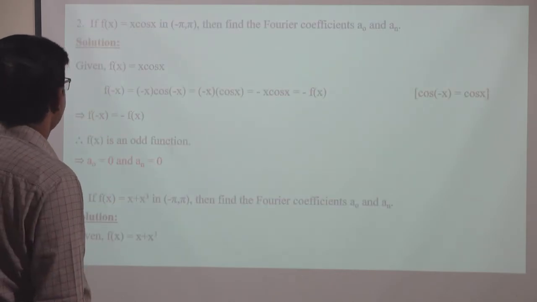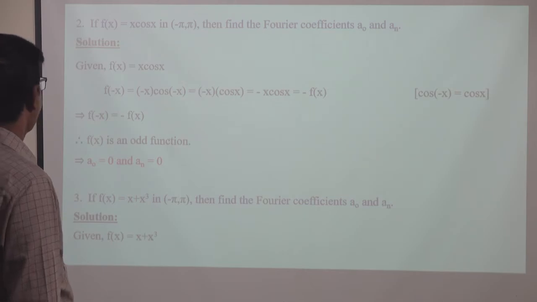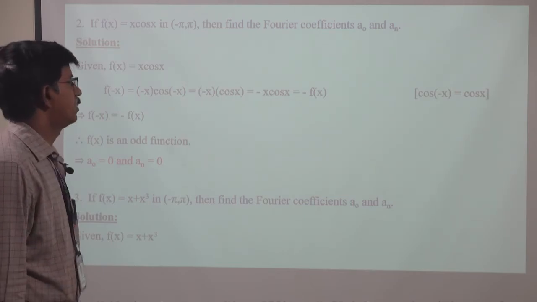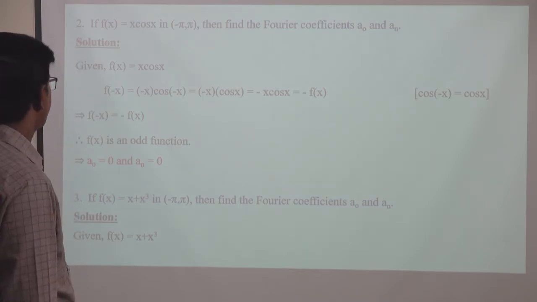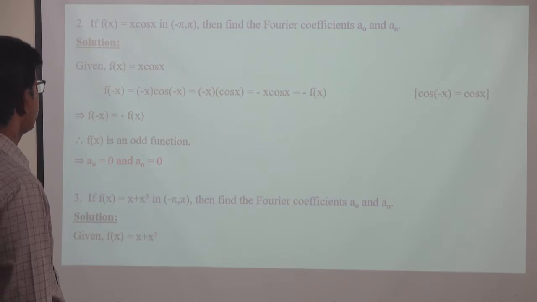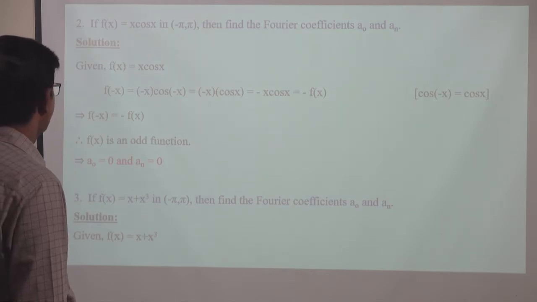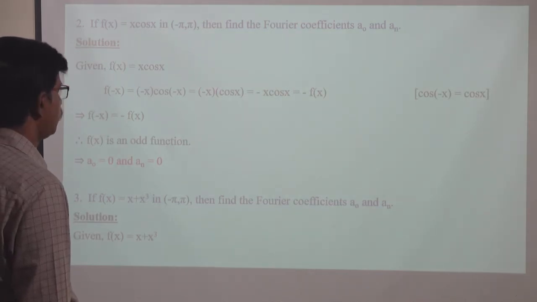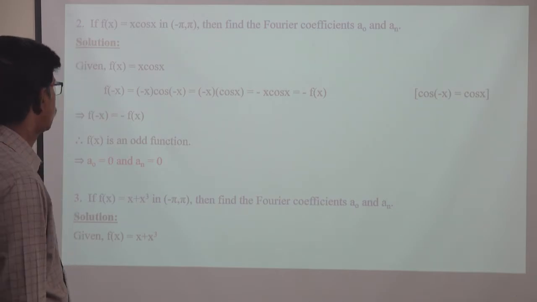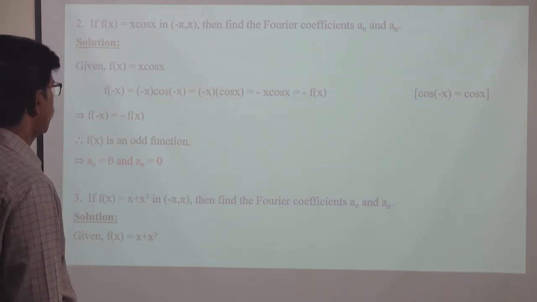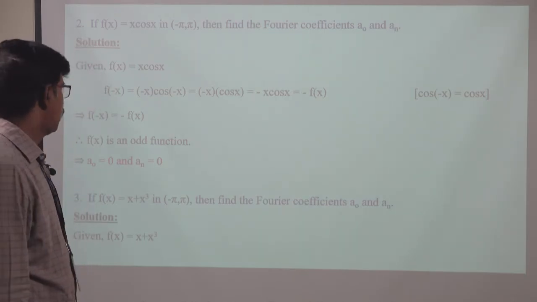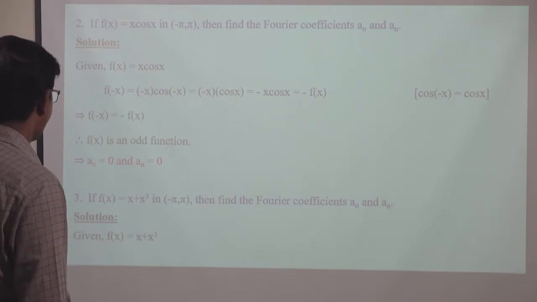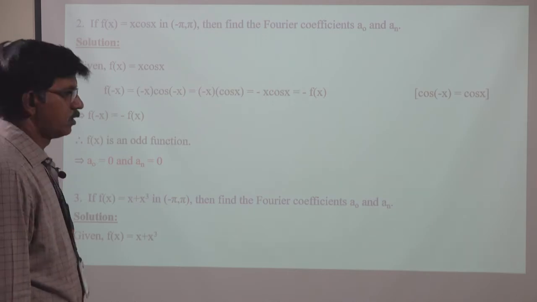Now the second problem: if f of x equal to x into cos x in the interval minus pi to plus pi, then we have to find the Fourier coefficients a naught and an. Solution. Given f of x equal to x into cos x, then f of minus x is equal to minus x into cos of minus x, that is equal to minus x into cos x, which is minus f of x. So f of minus x is equal to minus f of x, then the function is an odd function. Therefore, f of x is an odd function. That implies a naught is equal to 0 and an is equal to 0.